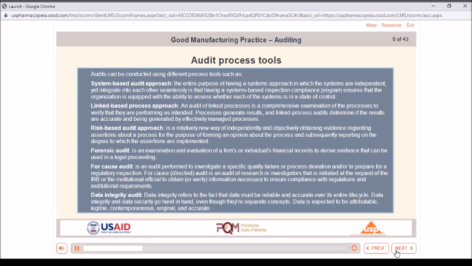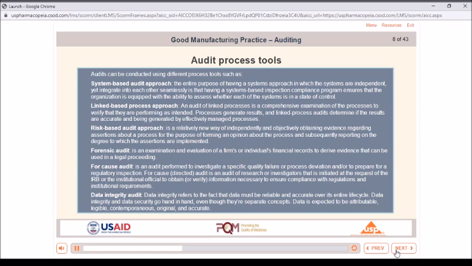Linked-based process approach. An audit of linked processes is a comprehensive examination of the processes to verify that they are performing as intended. Processes generate results, and linked process audits determine if the results are accurate and being generated by effectively managed processes.